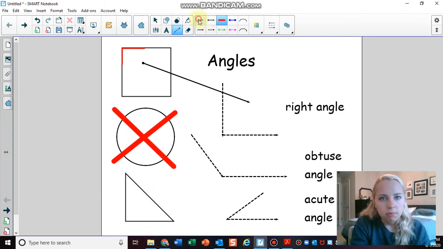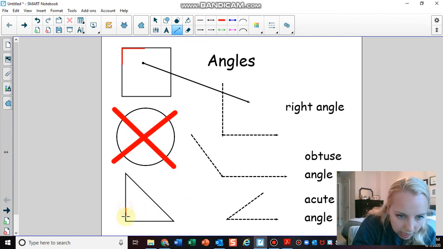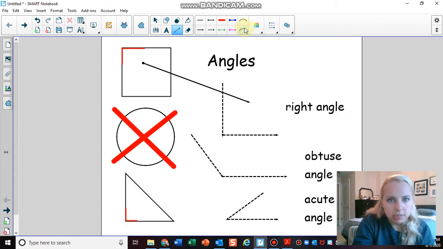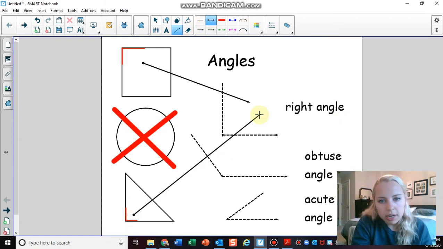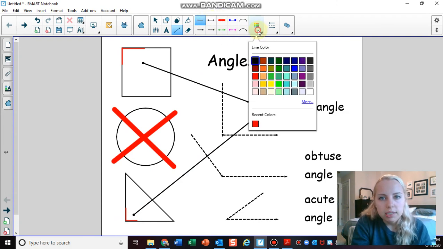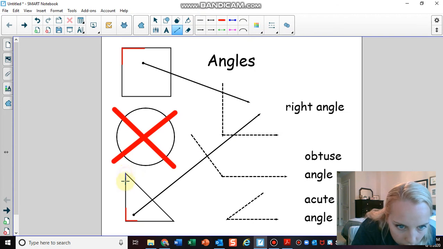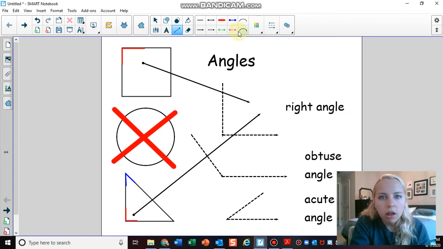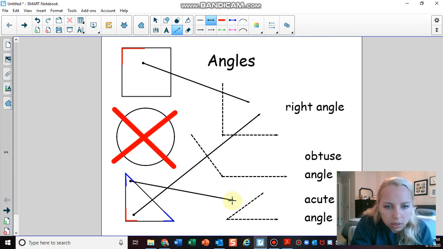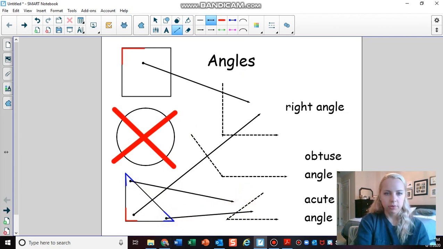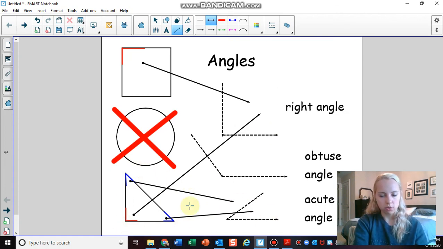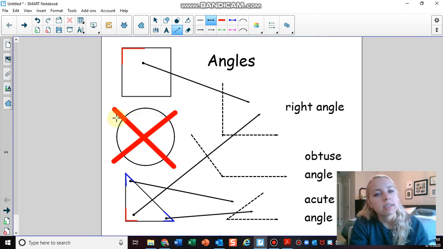If I use again my red line, this angle in the corner here is perfectly square, which means it is a right angle. So this angle right here is a right angle. But what about these in the corner? This time I'm going to use a blue line to follow. Look how they are skinny angles or small angles. And so is this one. So those angles are acute angles. Okay? So this triangle has one right angle and two acute angles. This square has 4 right angles, and this circle has no angles at all because it doesn't have any corners.